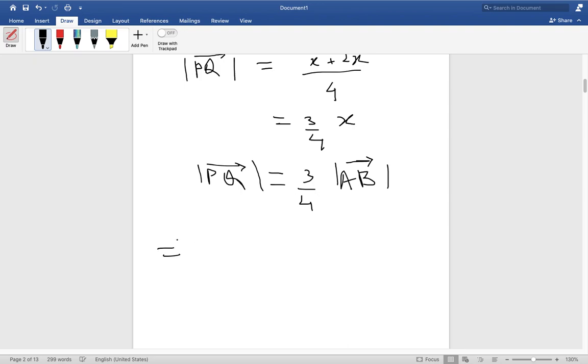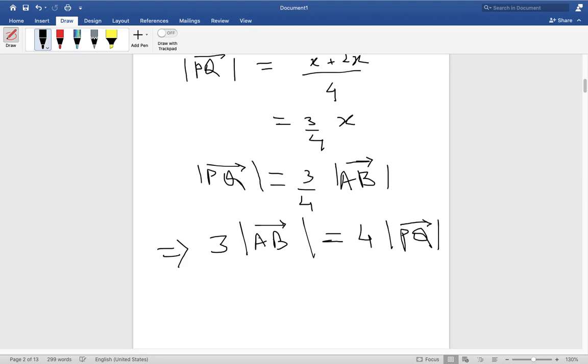So what will be 3AB? That's easy, right? Just take 4 over there. You get 4PQ. So that's easy and simple.